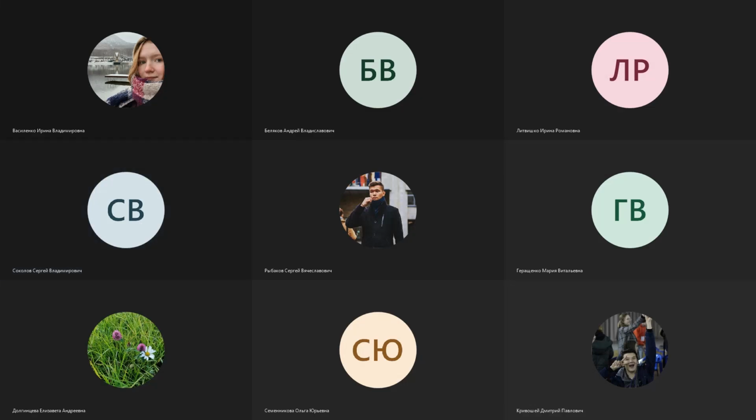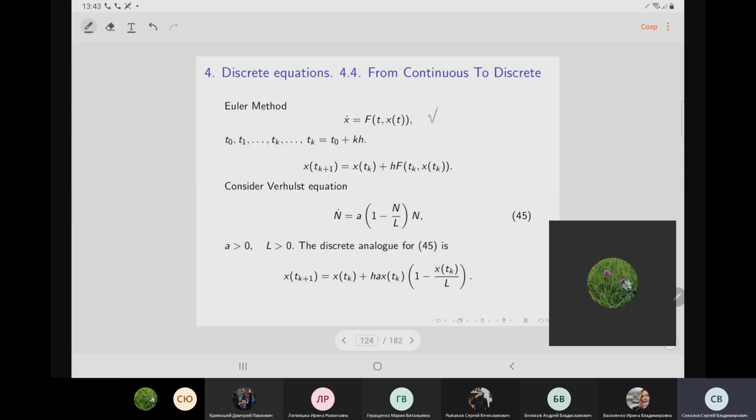differential equation from tk to tk plus 1. So we divide our interval t0 plus kh into several subdivisions, and we integrate our equation from tk to tk plus 1 from the left and from the right hand side.